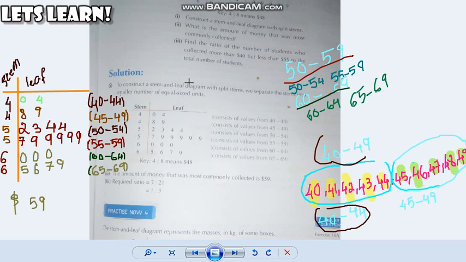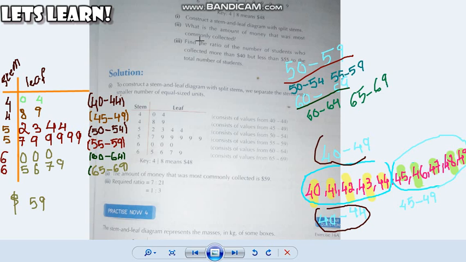So to construct a stem and leaf diagram with split stems, we separate the stems into smaller number of equal sized unit. वो बात कर रहे हैं equal range। If you see, it is done the same way. Ranges साथ में लिखिए जिस तरह मैंने लिखा, आप उसको इस तरीके से भी लिख सकते हैं। There is no harm doing it. And the amount of money that was collected the most is $59.